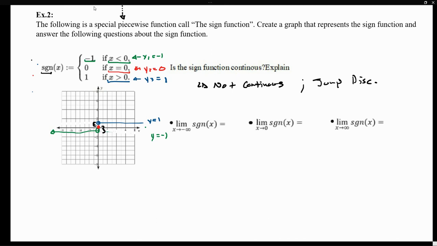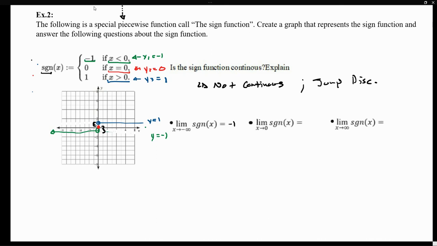And now let's try to analyze this sign function using some limit notation. So what happens to my sign function as x gets closer to negative infinity? Well, as I keep moving farther and farther to the left-hand side, notice that I'm still going to be on this green graph, which is defined as just being negative 1. So if I keep moving all the way to the left, I'm still going to be at negative 1. So as I keep moving to the left-hand side, I'm just going to be at the value of negative 1.